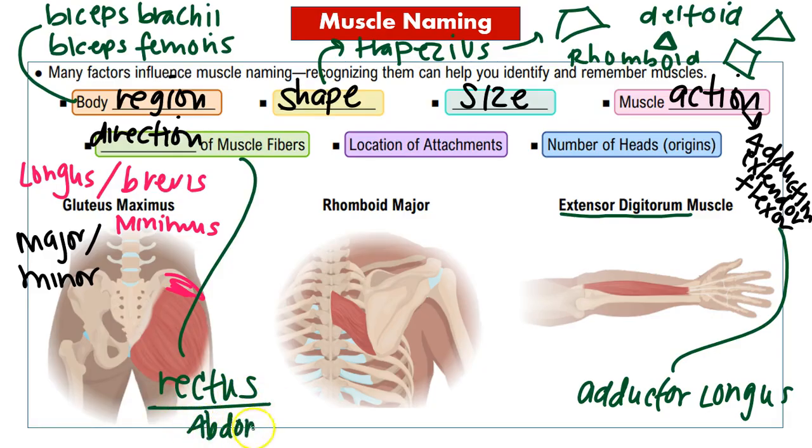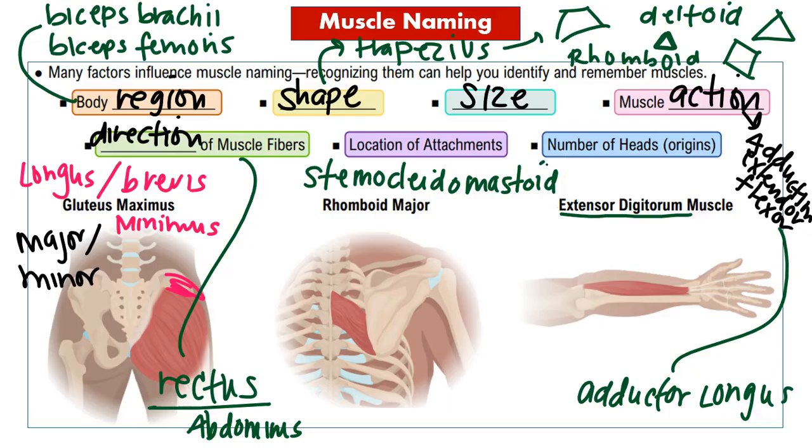Abdominis means that you're in the abdomen. They're usually at the abdominal wall. Location of the attachments. These are my favorite ones because they are easier. They have the longest, strangest names, but they're easier to understand. So one perfect example is the sternocleidomastoid muscle.